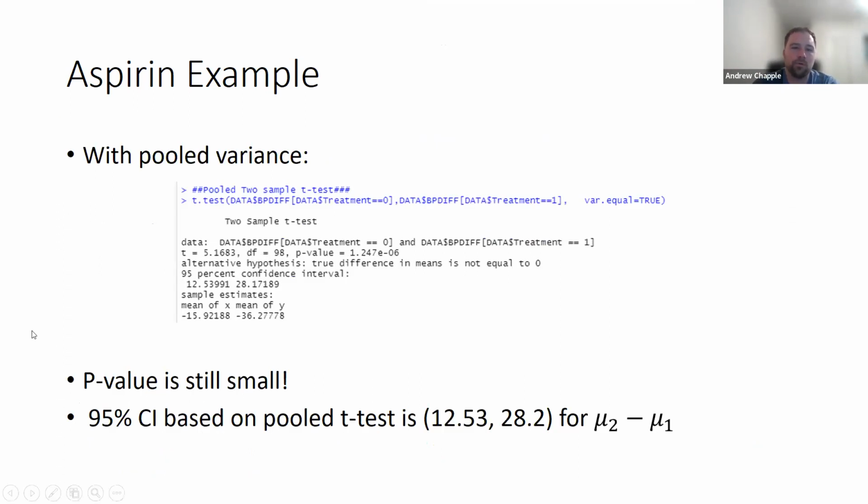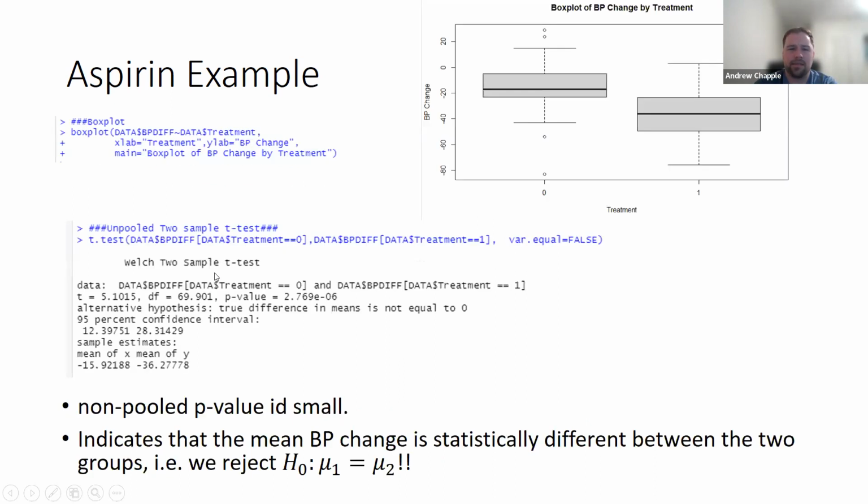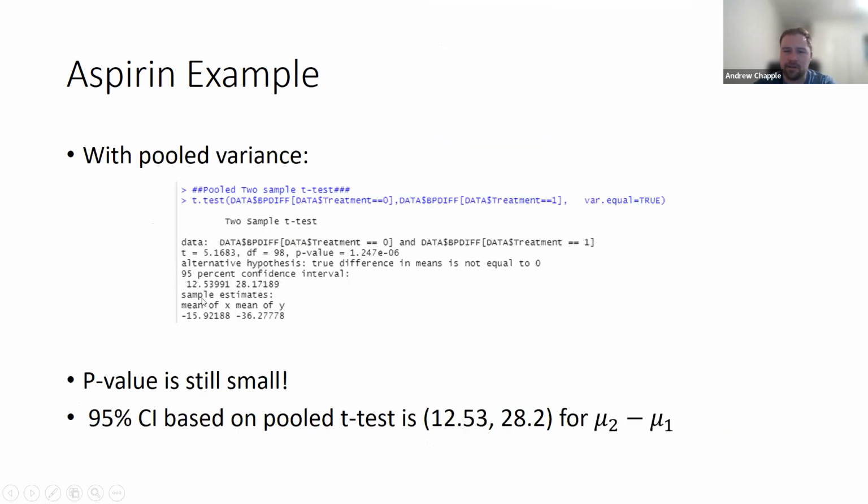I can also use a pooled variance estimate here with var.equal = TRUE. Here I get the same conclusion, right? My p-value is really small, and I get a slightly different confidence interval, you can see. This is my confidence interval for mu2 minus mu1, which again is the blood pressure difference for patients treated with aspirin versus placebo. That's the population mean difference.